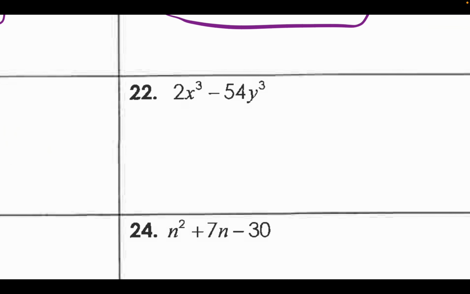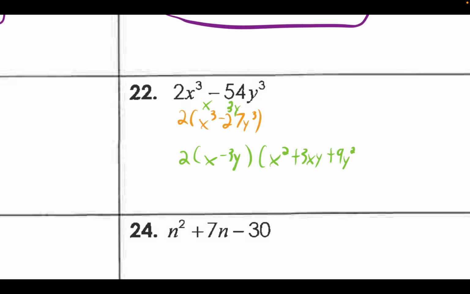We have another GCF here because 2 and 54 are not perfect cubes. But instead, we factor out 2 and we get x cubed minus 27y cubed. And we have x and 3y being our cube roots. So we get 2 out in front, x minus 3y in the first parenthesis, and x squared plus 3xy plus 9y squared for our second.